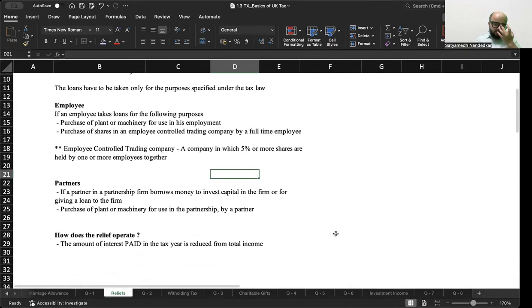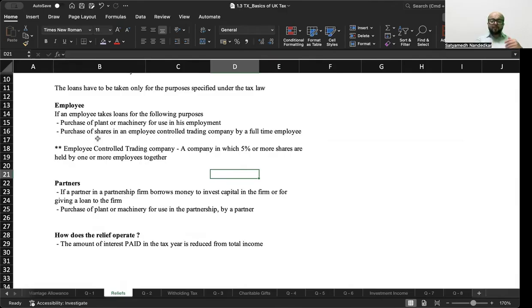Let's see how this works. If an employee takes loans for purchase of plant or machinery for use in his employment. I have purchased a laptop which I'm going to use for my work. That is plant and machinery for use in employment, or purchase of shares in an employee controlled company by a full-time employee. What is an employee controlled company? A company in which 5% or more shares are held by one or more employees together.